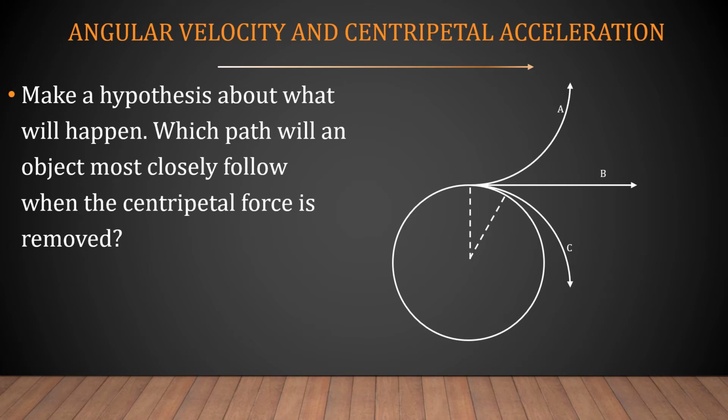Now, I'm giving you one situation. Make a hypothesis about what will happen: which path will an object most closely follow when the centripetal force is removed? As you know, centripetal force is toward the center. When this force has negligible or zero value, which path, path A, path B, or path C, will the object follow? On the basis of previous knowledge, you can find that.